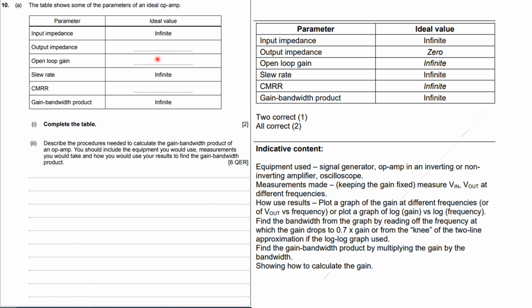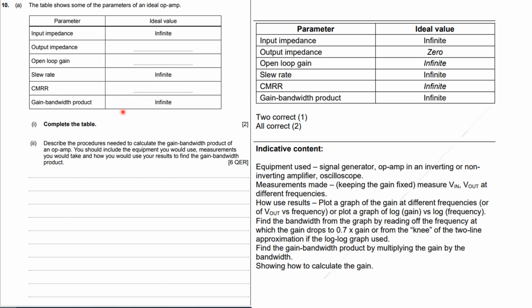Open loop voltage gain wants to be high or infinite. And the common mode rejection ratio wants to be high as well. So basically we want it to do the difference mode, to amplify the difference in the voltage, and not do the common mode.